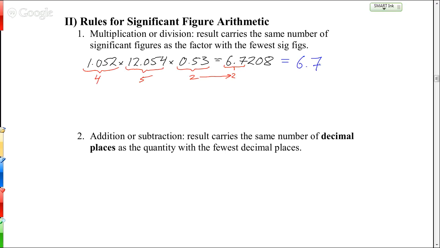And again, this is an issue of reporting measurements honestly and reporting the uncertainty in those measurements. If you write 6.7208, you're telling me that this measurement is between 6.7207 and 6.7209. If you write 6.7, we're saying this is between 6.6 and 6.8. So that's a huge difference in the kind of uncertainty you're communicating, and that's why it's important to be clear on that.